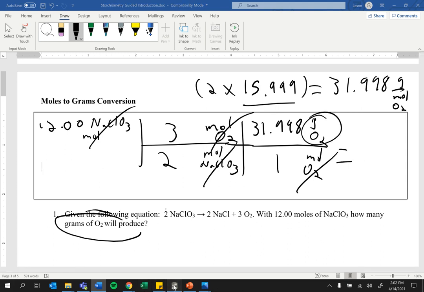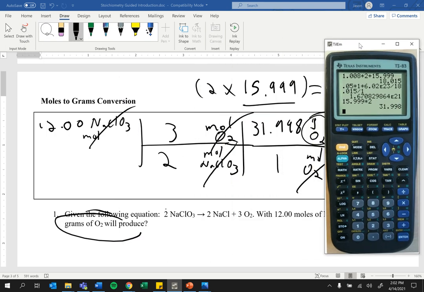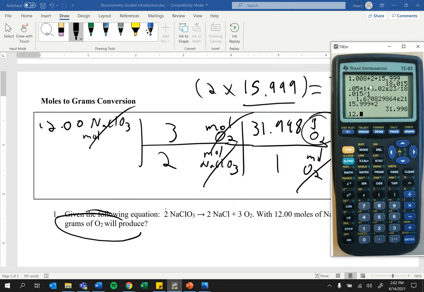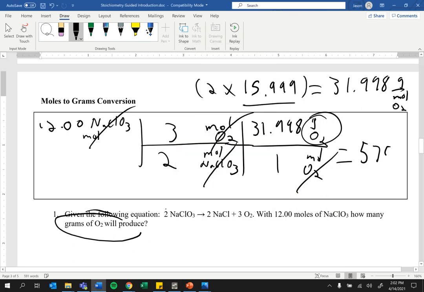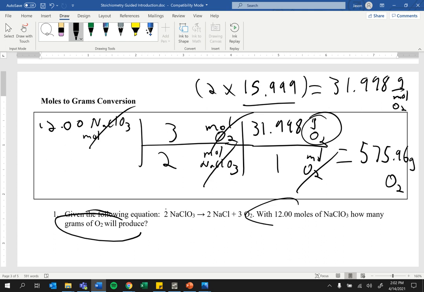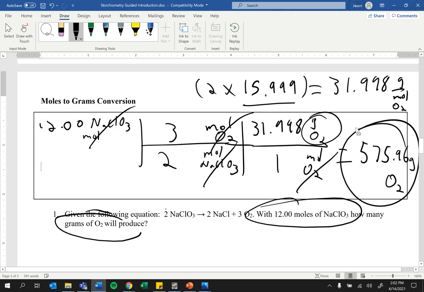How do I put this into the calculator? I do 12.00 times 3 divided, and I'm going to multiply the top. So times 31.998 divided by 2 divided by 1. And I'm going to round this to 2 decimal places. So my final answer is 575.96 grams of O2 is produced when this many moles of sodium chlorate decompose. This is my final answer for number 1.